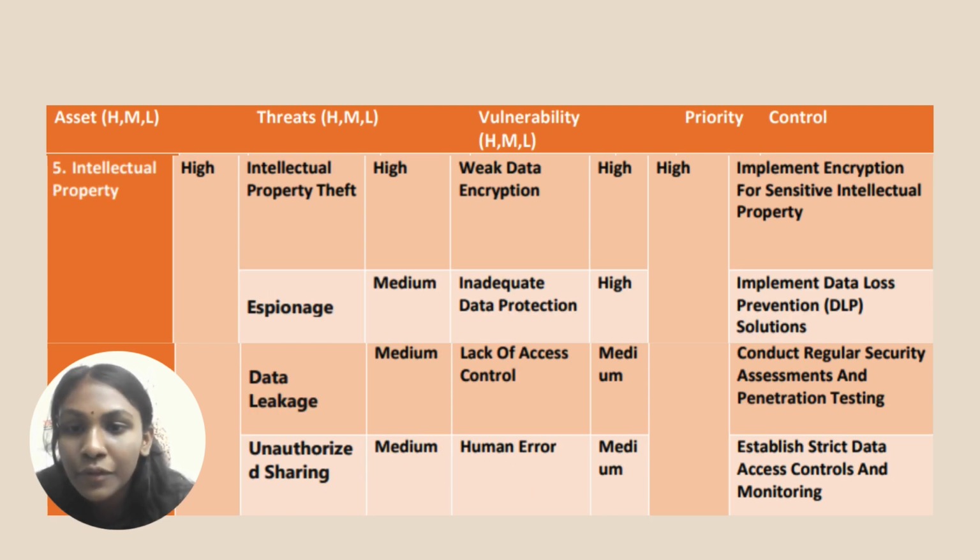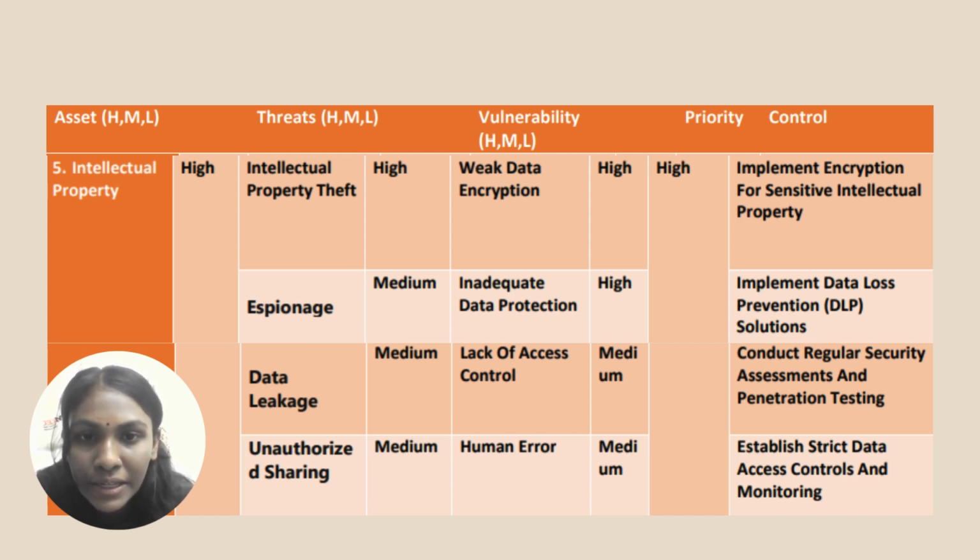So let's continue with the fifth asset, which is intellectual property, which has a high level of risk. The threat is intellectual property theft, which is high level of risk. And the vulnerability for that threat is weak data encryption, and it has a high level of risk. And for medium level of risk, there are three threats: espionage, data leakage, and unauthorized sharing. These three threats have the medium level of risk.